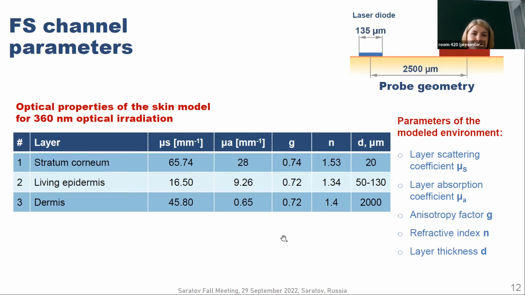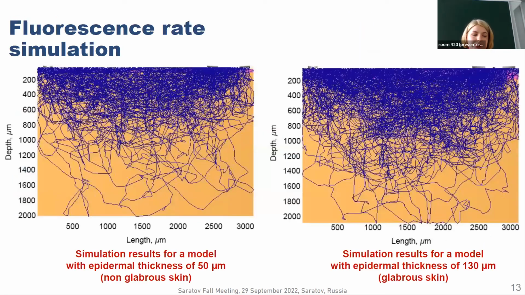The simulation was performed in the TracePro software environment. In this part of the study, the motion of only 200,000 photons was simulated, due to the limitations of the software. Here you can see the results of the distribution of fluorescence rate in the two types of skin. As you can see, the probed tissue volume reaches almost 30% of the reticular dermis for non-glabrous skin, and 70% of the reticular dermis for glabrous skin.